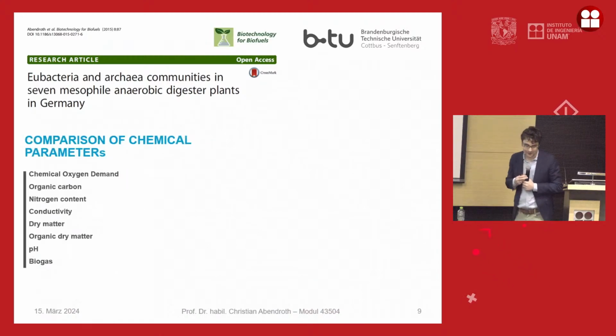Okay, before we come to the sequencing, I wanted to have a basic overview of what I'm dealing with. So I was analyzing a wide range of chemical parameters, like the chemical oxygen demand, organic carbon, nitrogen content, conductivity, dry matter, organic dry matter, pH, and biogas. Well, do you know all of them? Is there one that you don't know?